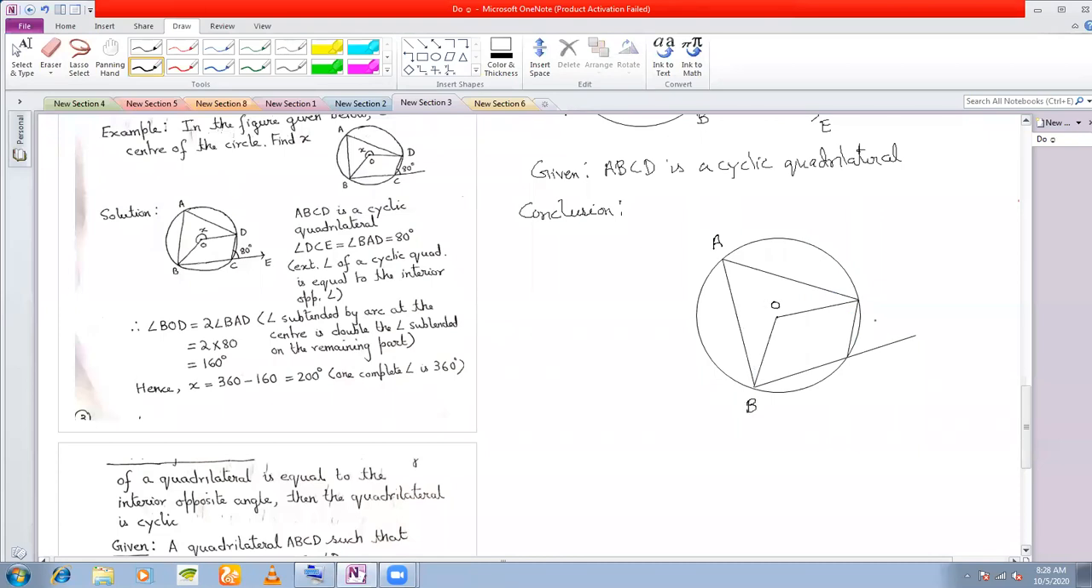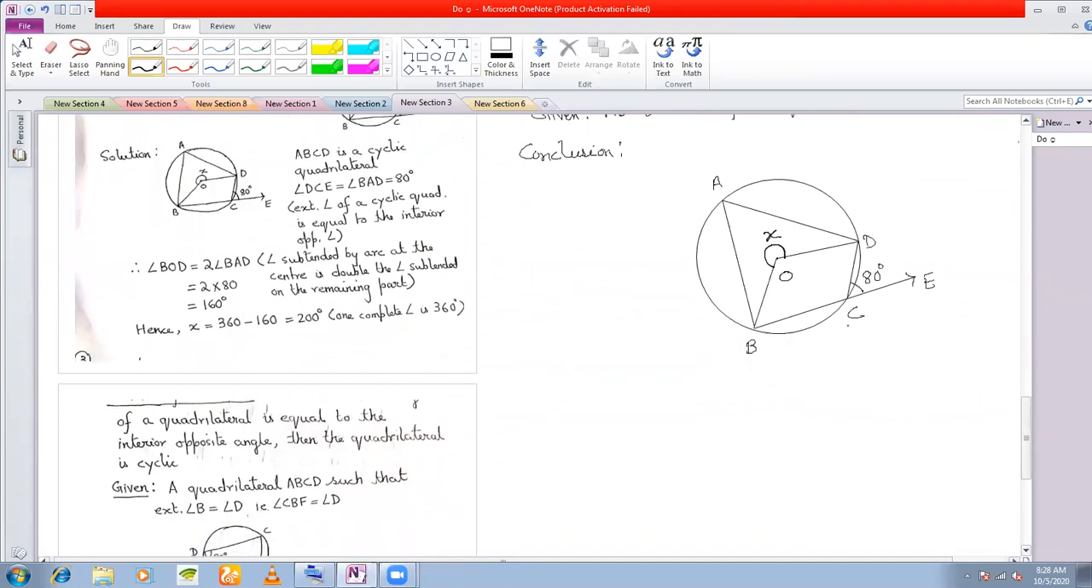O is given to be the center of the circle. This angle here is given to be 80 degree. C, and this point is given to be your E. Okay, and this angle here is given to be X, which you need to find. How will I find this angle X? It is only given that O is the center of the circle, and of course the 80-degree angle. How will you find out X?